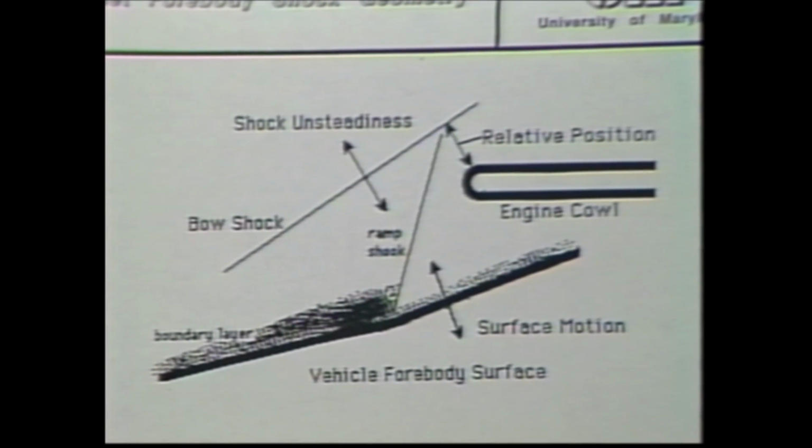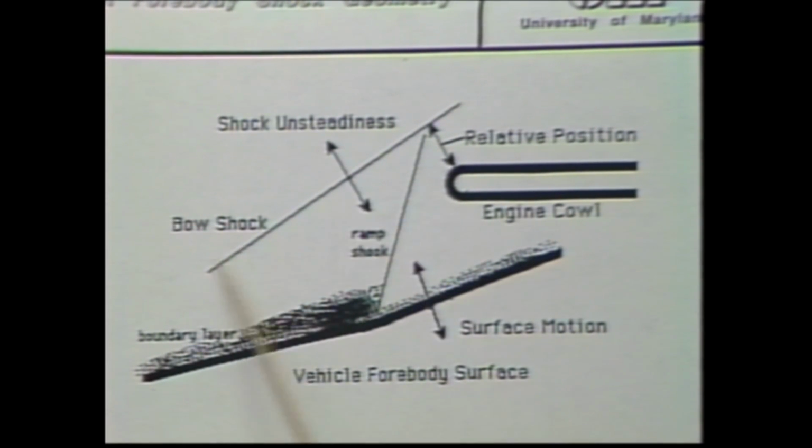But let's consider a couple of problems associated with this flow field. I mentioned that we want the bow shock to be somewhere near the cowl. It's not exactly clear how near the cowl, but we want to be somewhere near the cowl.